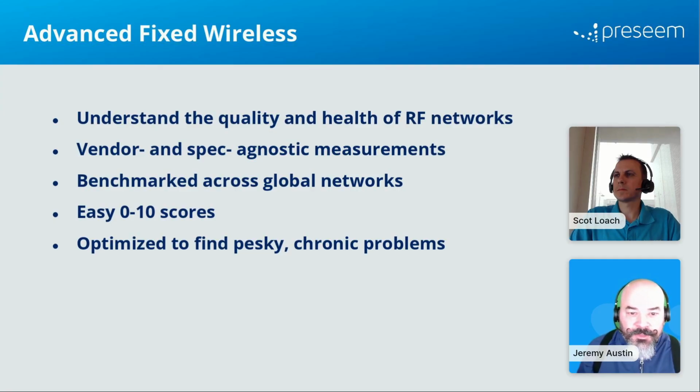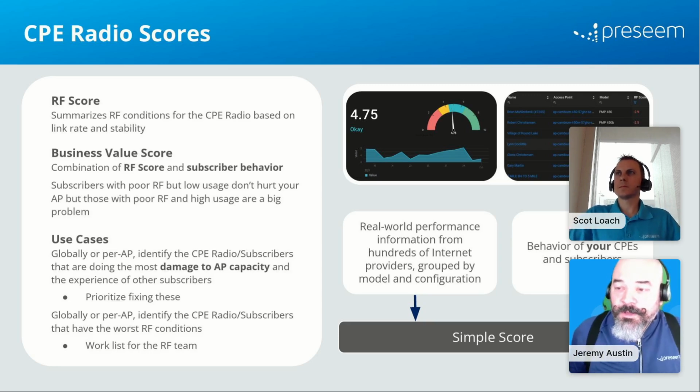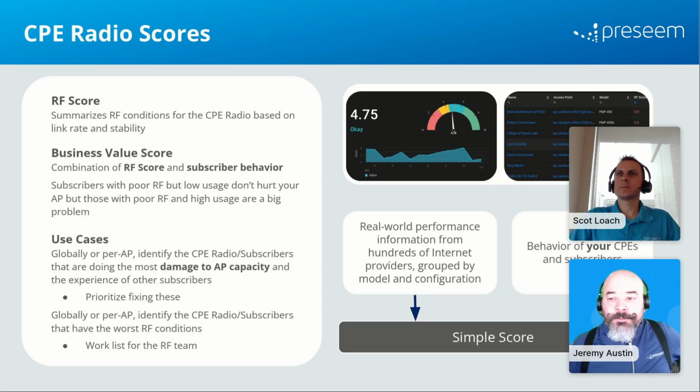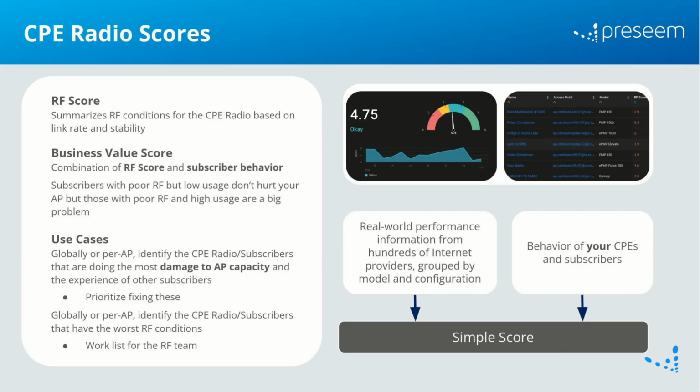Let's go ahead. I can control the slide, right? There we go. Okay, so I'll start very quickly going through our primary scores here. The first one is at the CPE level, where we just call it simply an RF score, and it characterizes a number of dimensions, specifically how well the link rates are doing and how stable they are. And we're doing that compared to other equipment that would have the same configuration, the same, let's call it, operational parameters.